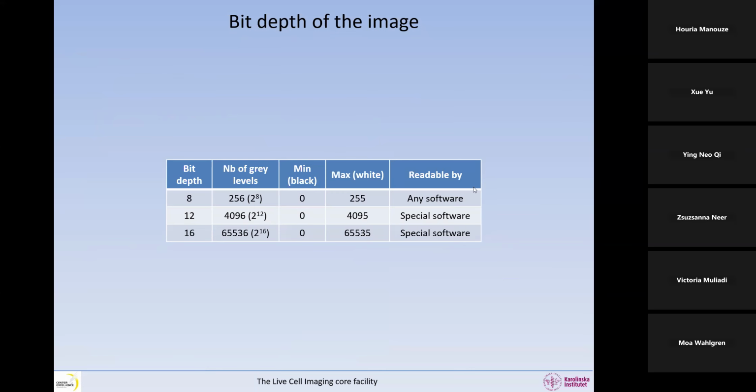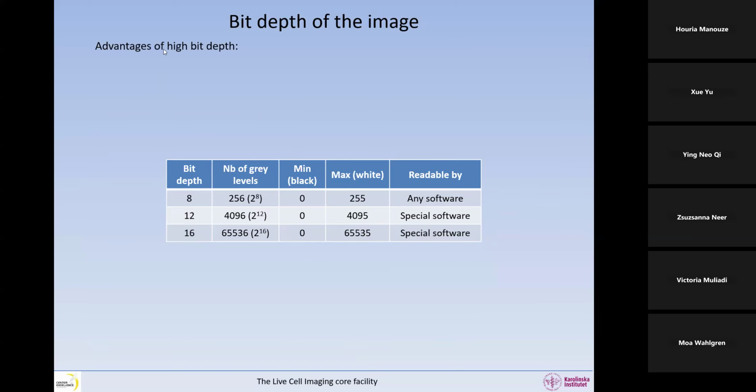And only 8-bit images can be read by any software. Images that have a higher bit depth need special software. For example, Fiji reads that. Your microscope software can read that, but PowerPoint cannot read 12-bit images. If you open one of your 12-bit or 16-bit images in PowerPoint, it will look completely black and you will not be able to display it properly. You need to bring it back to 8-bit before.